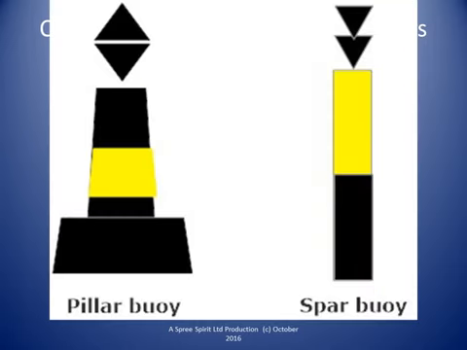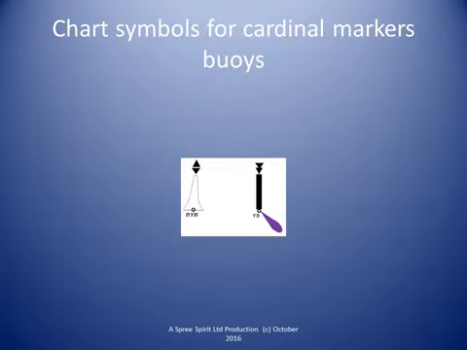Cardinal buoys are either pillar buoys or spar buoys. This slide shows the chart symbols for a pillar type east cardinal buoy on the left and a spar type south cardinal buoy on the right.